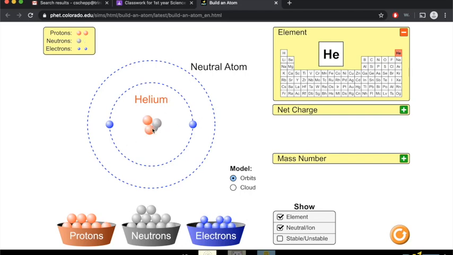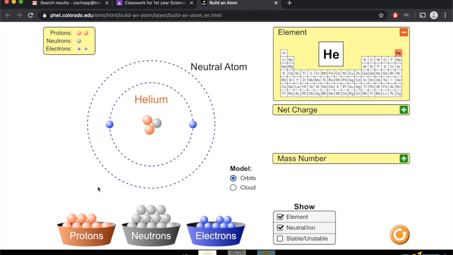The neutrons are a little funny. Let's see if I take one away. It still says it's neutral, right? Because neutrons actually have a neutral charge. What I mean by that is protons, think P, proton, have a positive charge. That's the big takeaway from this.